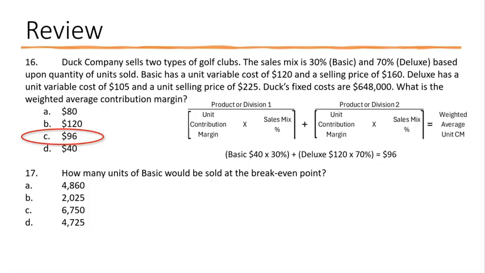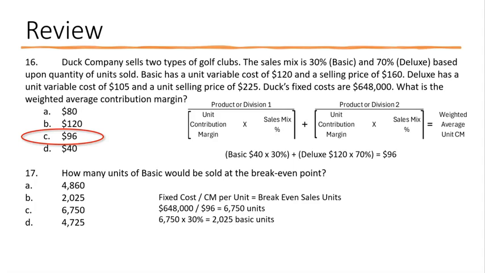17 says how many units of basics would be sold at the break-even point. Okay, so the break-even point in units is our fixed costs divided by our contribution margin per unit. That gives us our number of units sold. Then we apply the number of units sold in total because we're using the weighted average contribution margin per unit. We can multiply it by the sales mix for basic at 30% to get the number of units sold for basic at the break-even point.